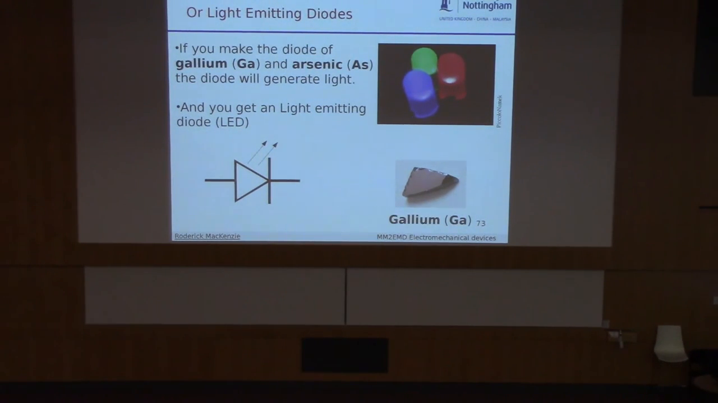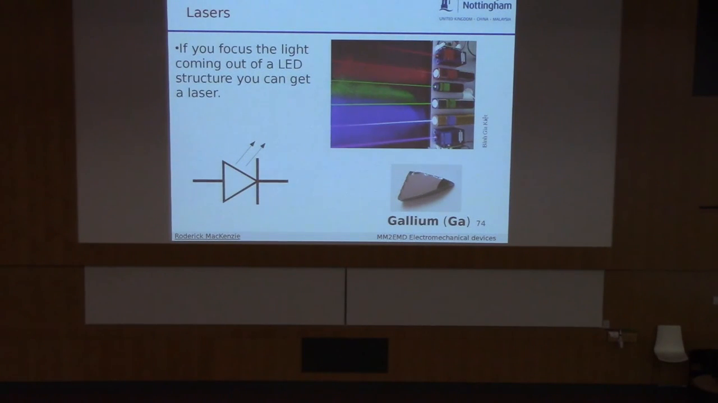And this is how, effectively, you get LEDs and lasers. Lasers also are made of things like gallium arsenide. So literally just change the material of your diode and you've got effectively a laser or a light emitting device.